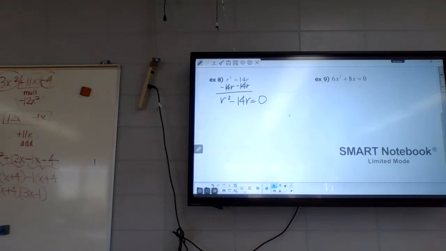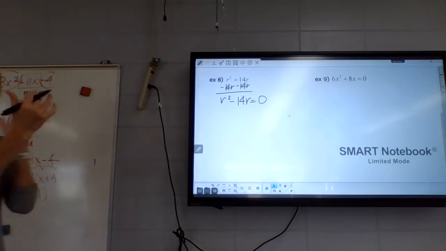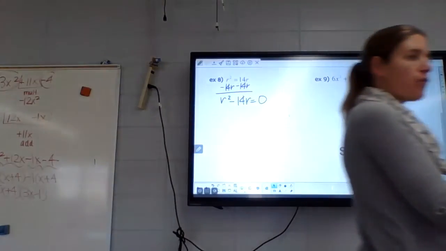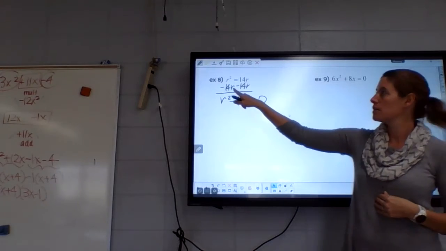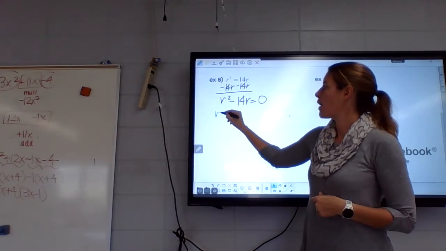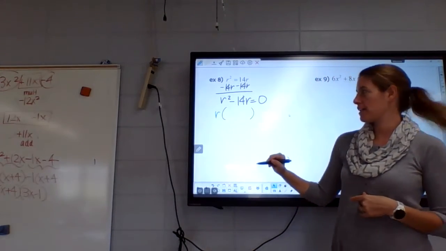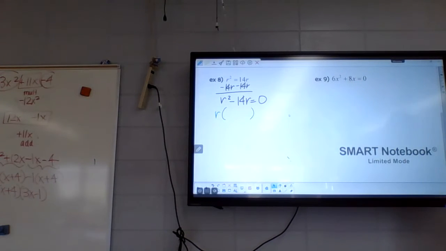I'm not going to do 2 parentheses on this one, because you're not going to be able to make it work with the reverse FOIL, like the 2 sets of parentheses. This is the kind where you want to look for a common factor first. What goes into both of these terms? r. So I'm just going to pull an r out of that equation. So I'm pulling an r out, and yeah, if you use the other method, it's okay.